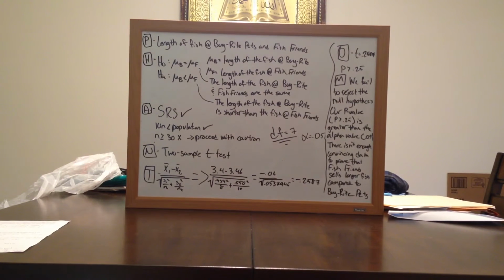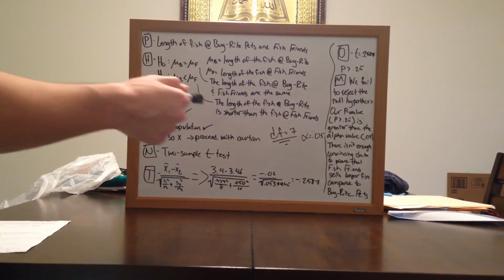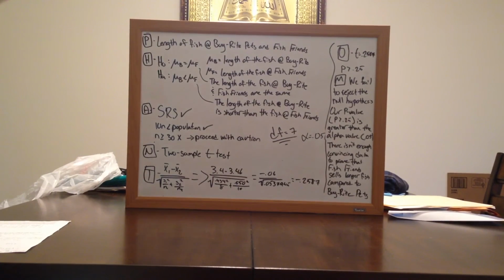So, we conclude this question by saying that we fail to reject the null hypothesis because our p-value is greater than 0.25. You can obtain this exact number by plugging it into your calculator, but for practical use, I'm just looking at the table in the back of the book. So p is greater than 0.25, which is the right answer. Our p-value, which is greater than 0.25, is greater than the alpha value, 0.05. There isn't enough convincing data to prove that Fish Friends sells longer fish compared to Buy Right Pets.